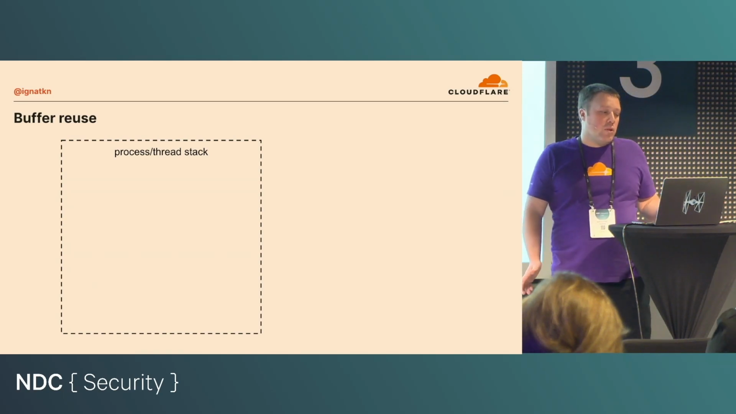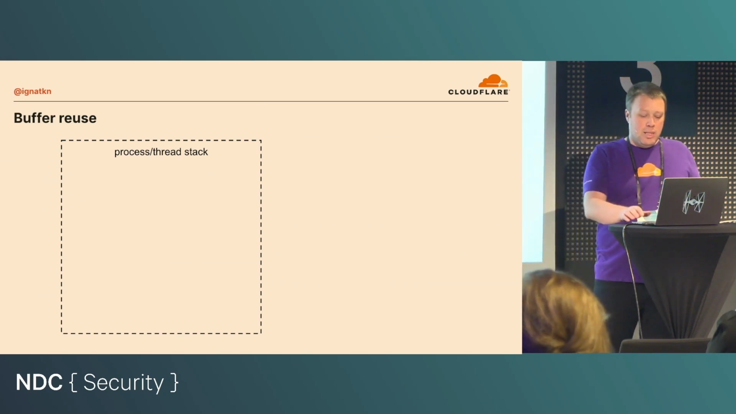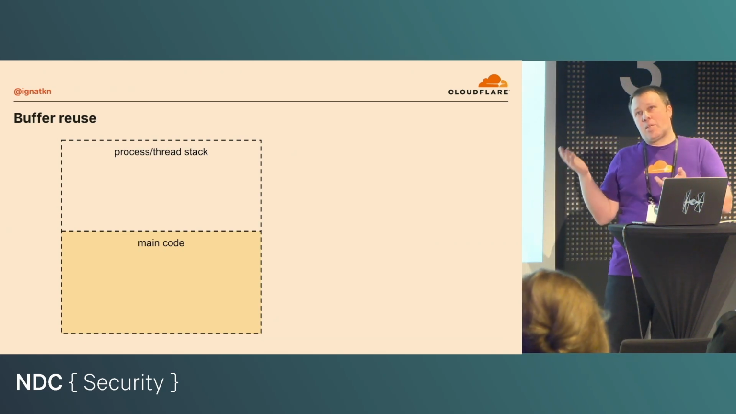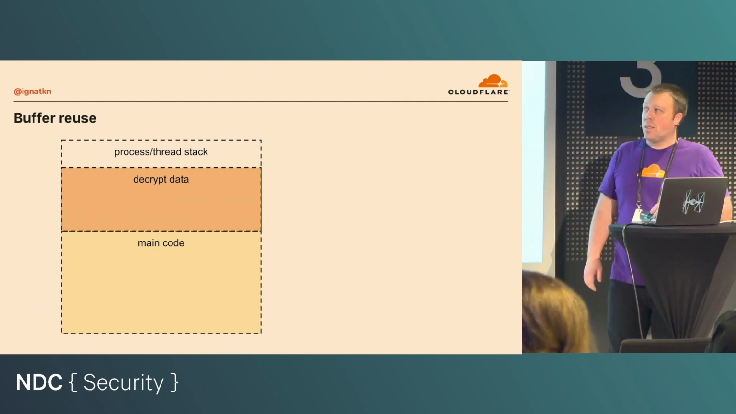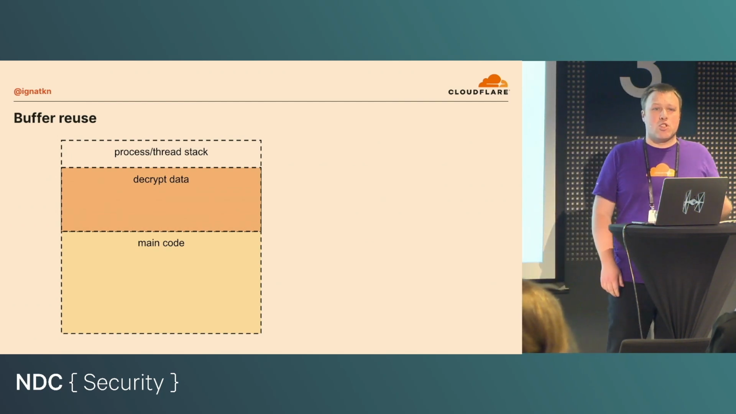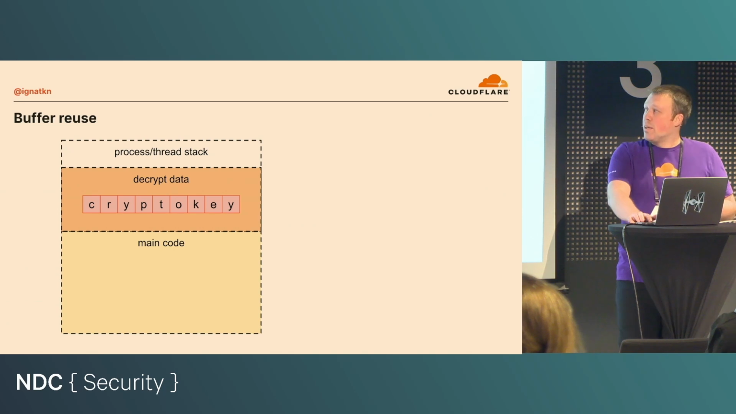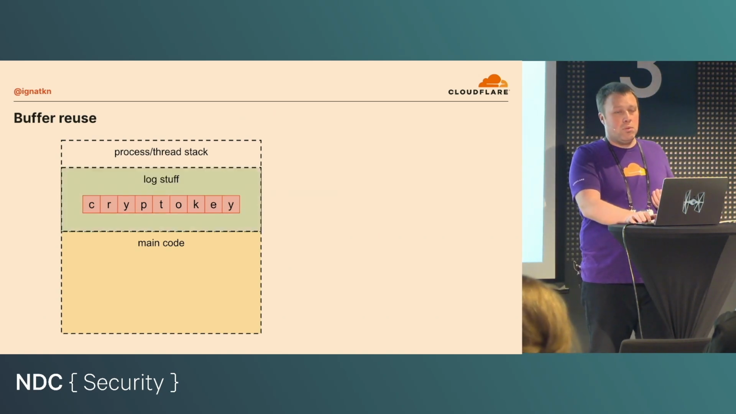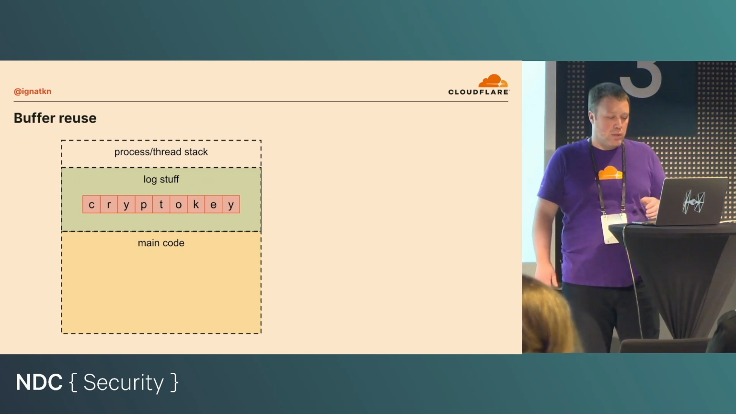Your keys may leak due to some buffer reuse. For example, in this simple example, we have a process stack, and here's your main code, which occupies some part of the stack. Now, imagine this is some kind of HTTP server which decrypts data with TLS. At some point, it may call some kind of decrypt function, and that decrypt function will get a cryptographic key from somewhere and store it on the stack. Once the function finishes decrypting data, it just terminates, but it may leave the key on the stack, and the next function we call, for example a logging function, can accidentally access that material and dump it to a log, right?